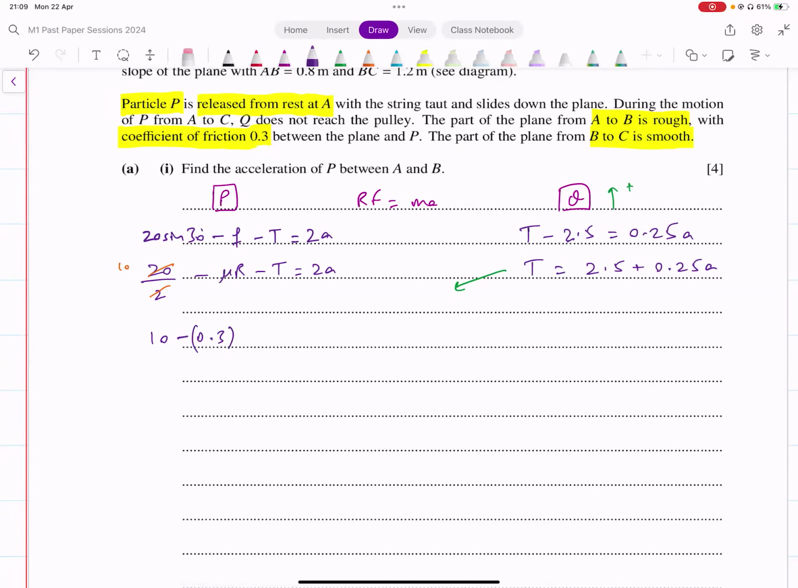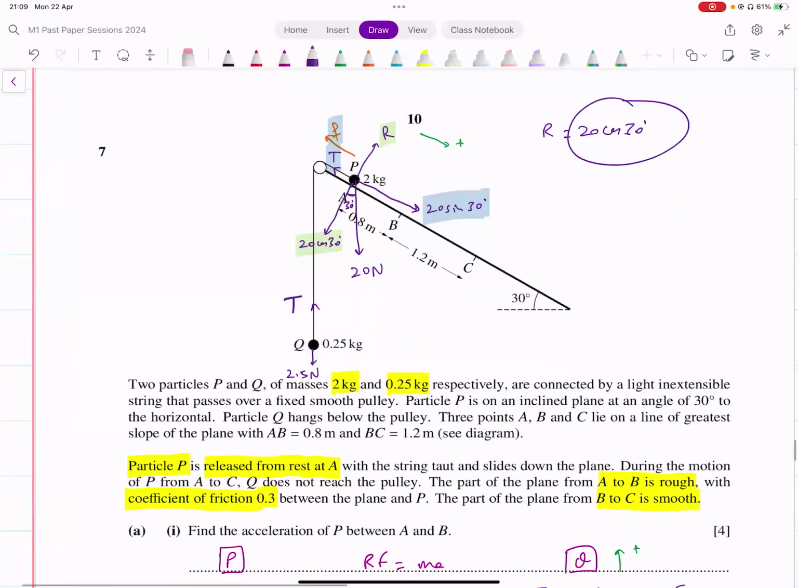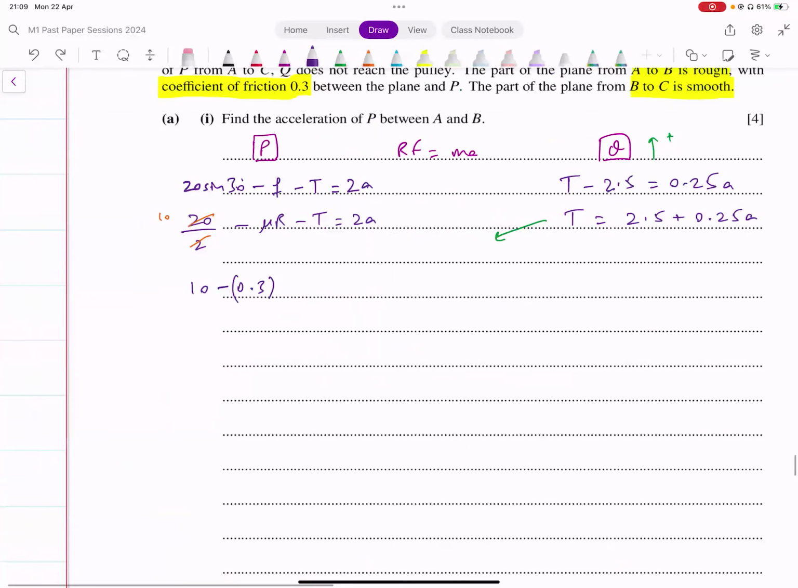Into reaction, we found that reaction is 20 cos 30, minus T. T is 2.5 plus 0.25 times A, equals 2 times A. And now I can find the value of acceleration from this. What do we get? 10 minus 0.3 into 20 cos 30. And that's giving me 3/√3 here.